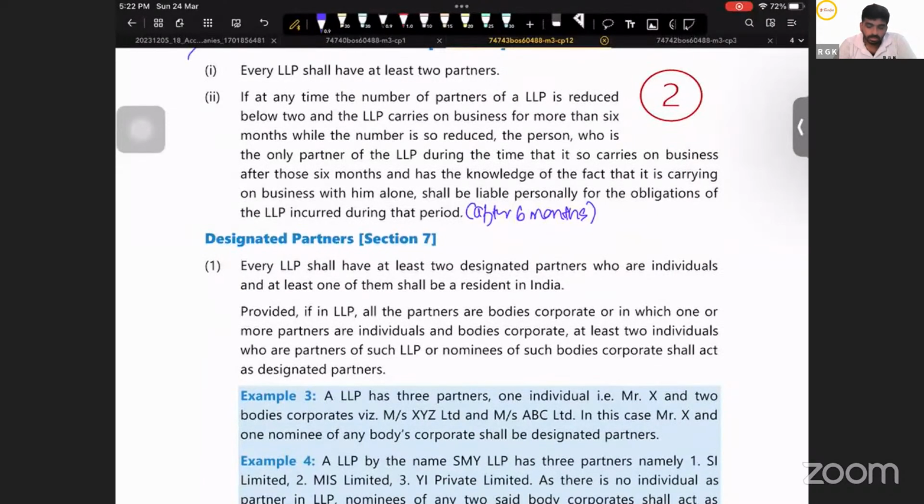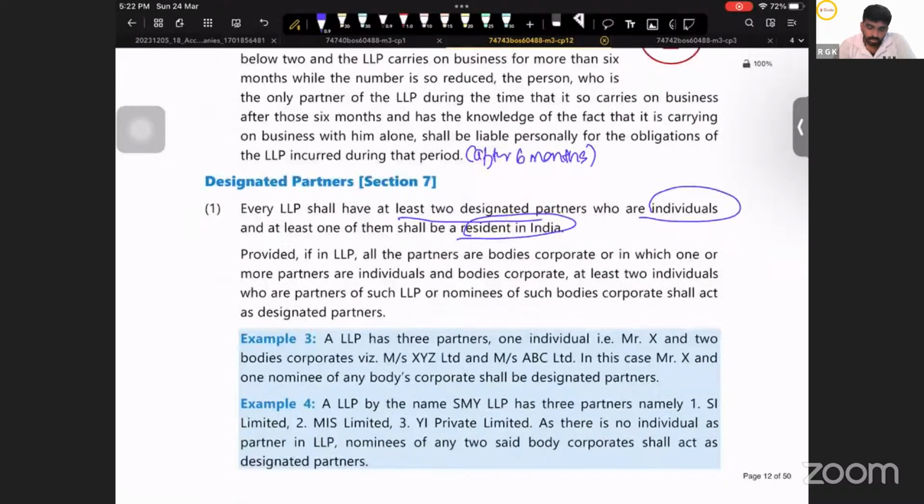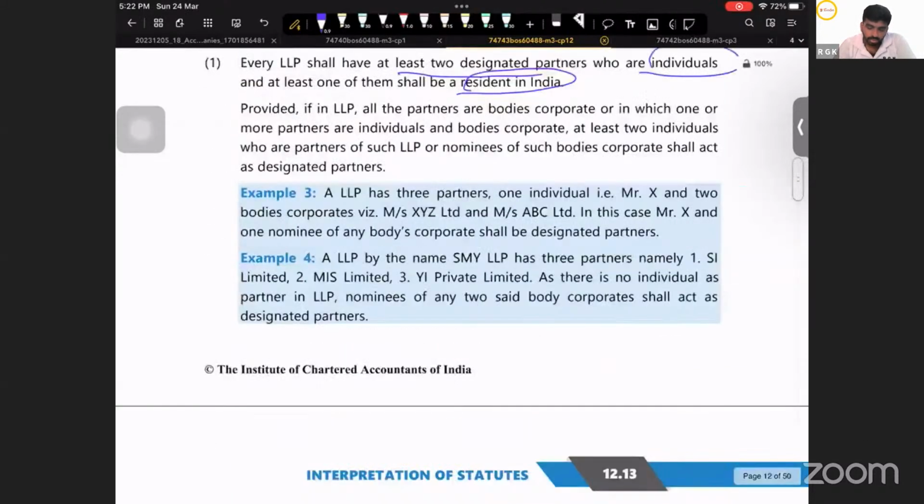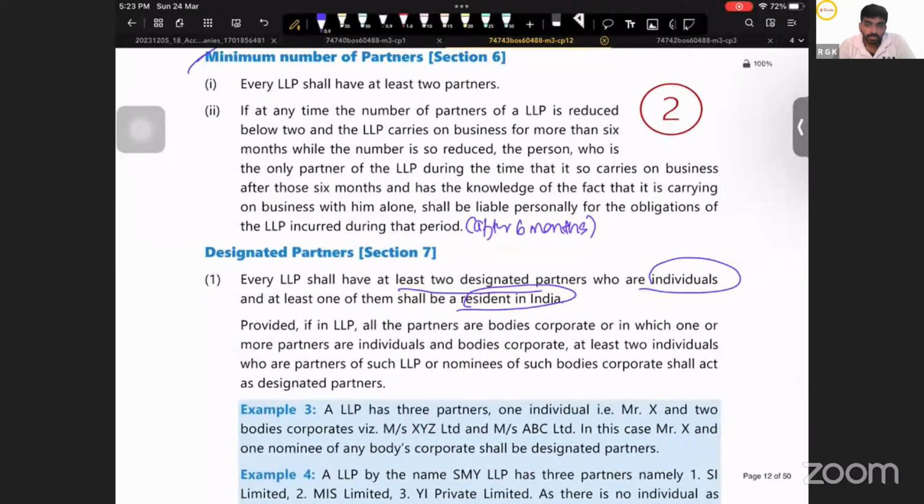Designated partner part: at least 2 designated partners must be there. Designated partners must be individuals. At least one of them must be resident. Resident means a person who has stayed in India for a period of not less than 120 days during the financial year. In the current financial year, he must have stayed in India for not less than 120 days.